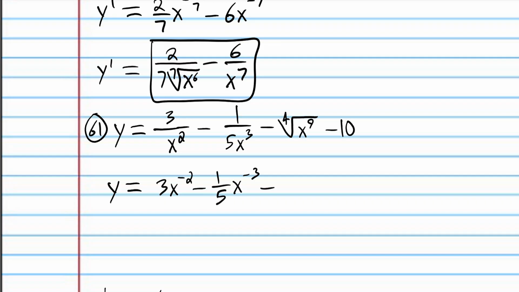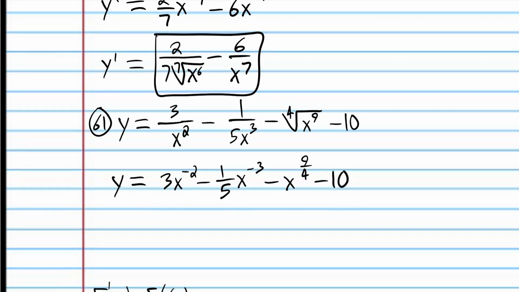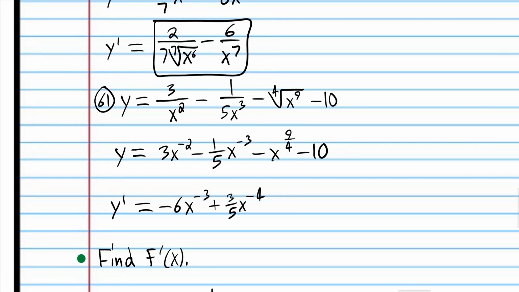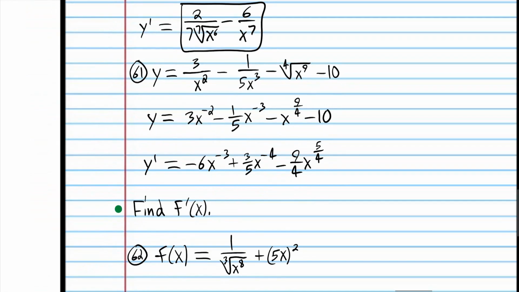And then we have x to the 9 over 4 minus 10. So now we're ready to find the derivative. It's going to be negative 6 x to the negative 3rd power, plus 3/5 x to the negative 4th power, and then minus 9/4 x to the 5/4 power, and then again the derivative of 10 is 0.